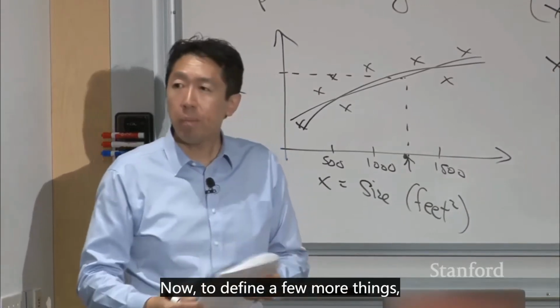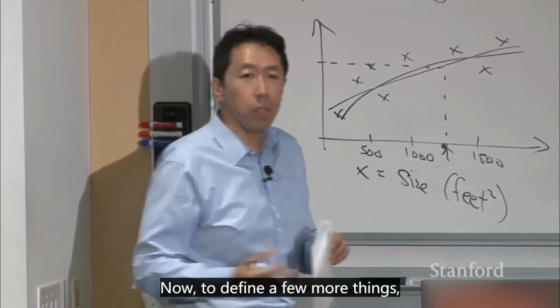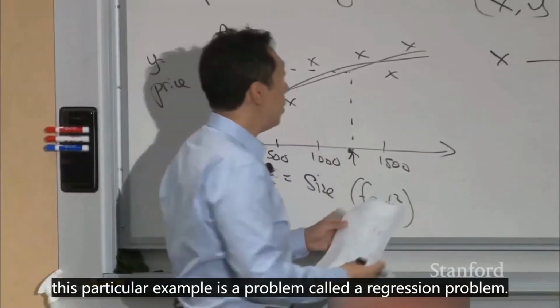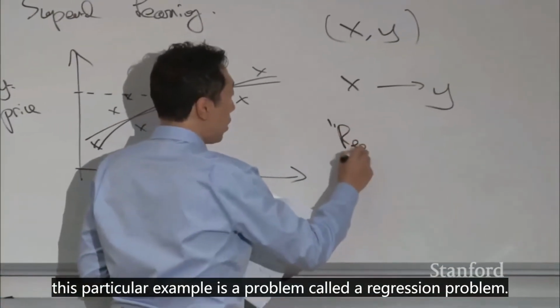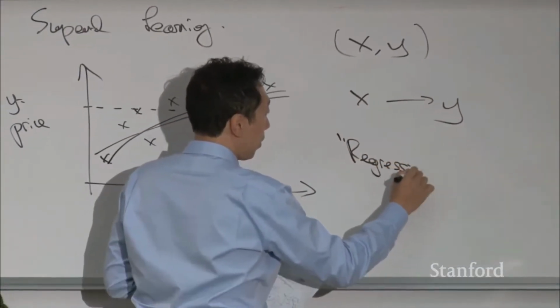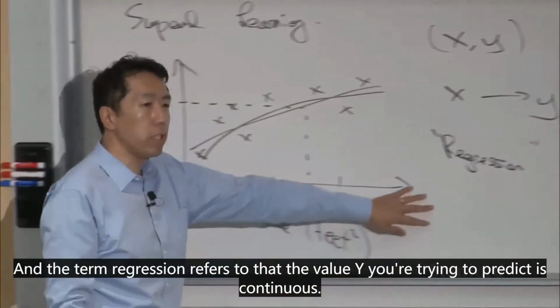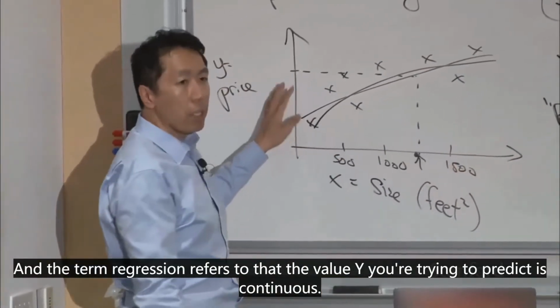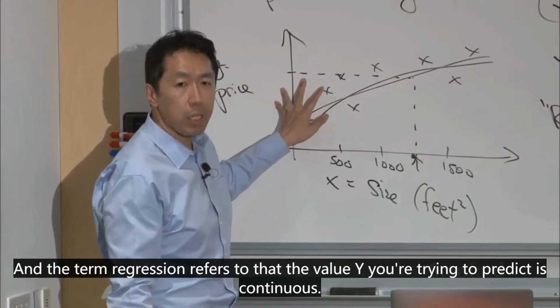Now, to define a few more things, this particular example is a problem called a regression problem. The term regression refers to the fact that the value Y you're trying to predict is continuous.